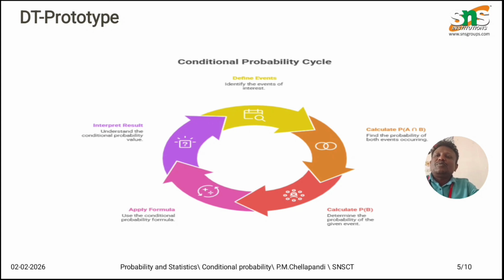So let's come to the prototype. Let's discuss conditional probability as a cycle. I will explain this prototype through an example. Imagine there are 50 students in a class, right? 20 are boys, 10 students play cricket, and 5 boys play cricket. So what is the probability that a student plays cricket given that the student is a boy?